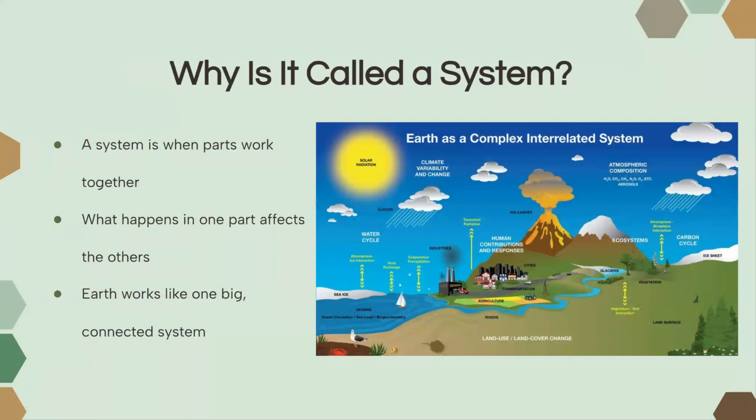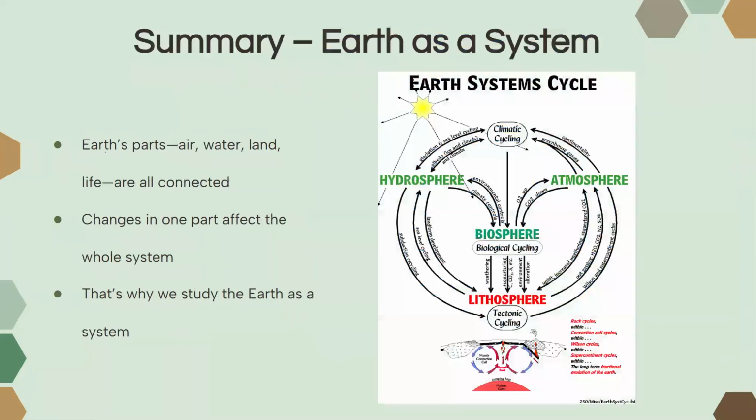If you change one thing in the atmosphere, it can have an effect on the hydrosphere, which is the oceans, or the cryosphere, the ice. Earth works like one big connected system. To summarize, Earth is a system made up of many parts that include air, water, land, and life, and they're all connected. If you change one part of the system, it will affect other parts of the system as well. And this is why we study Earth as a system.